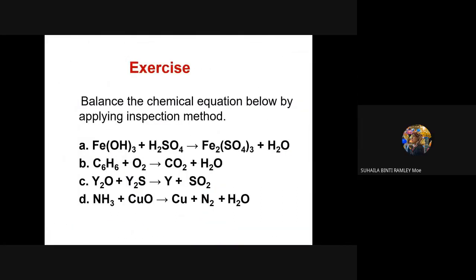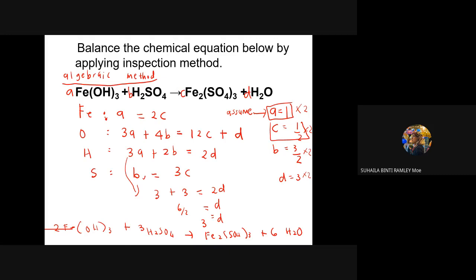Okay, so kamu ada lagi 3 contoh ni. Kamu boleh cubalah. Kalau guna inspection tak dapat, kamu guna algebraic tu. Algebraic ni actually tak ada dalam syllabus. Tapi yang ni senang lah untuk kita dapat balance equation tu, in case soalan tu terlampau kompleks untuk kita guna inspection.